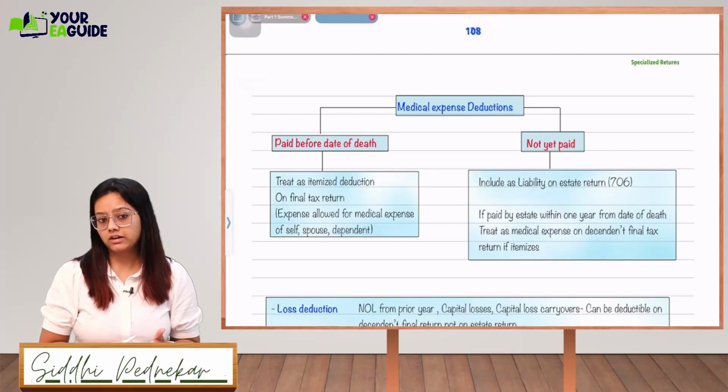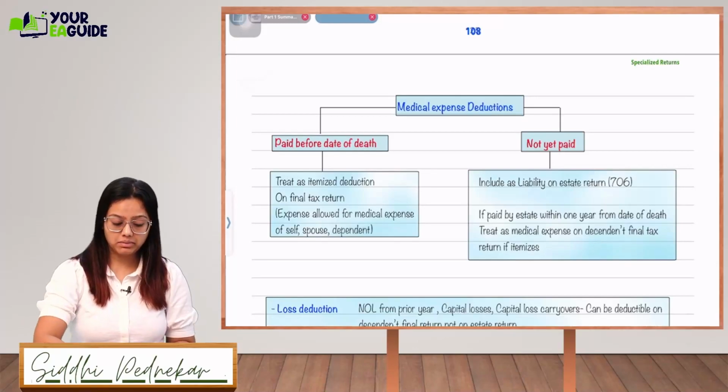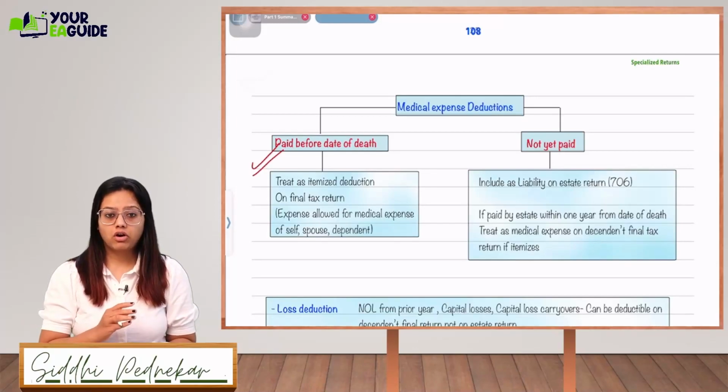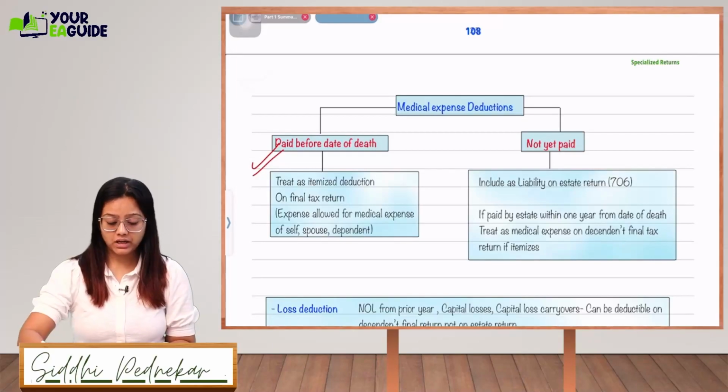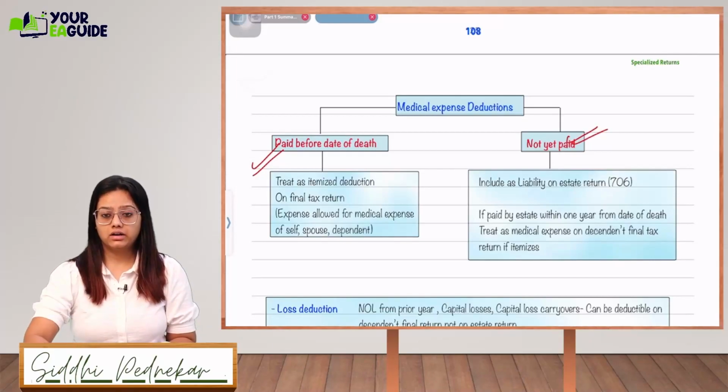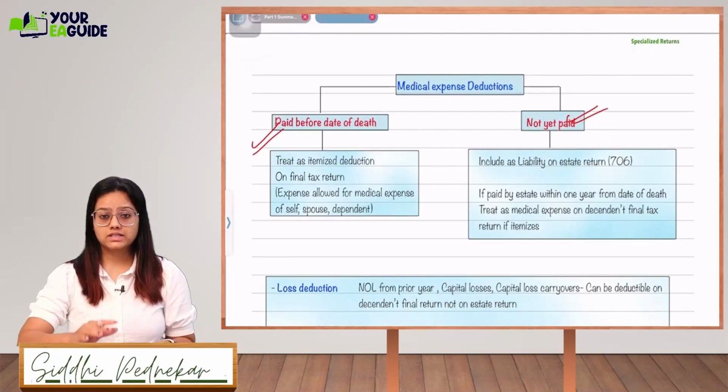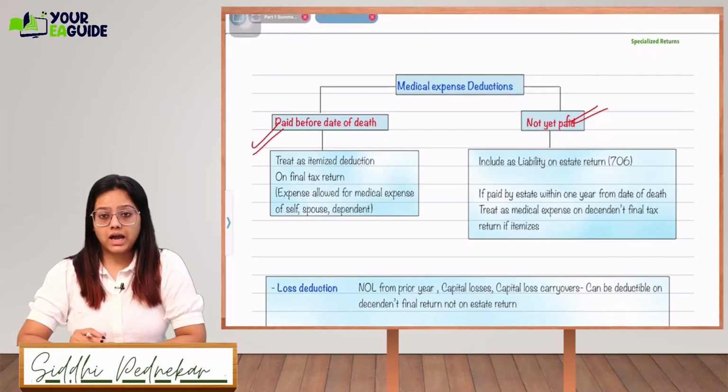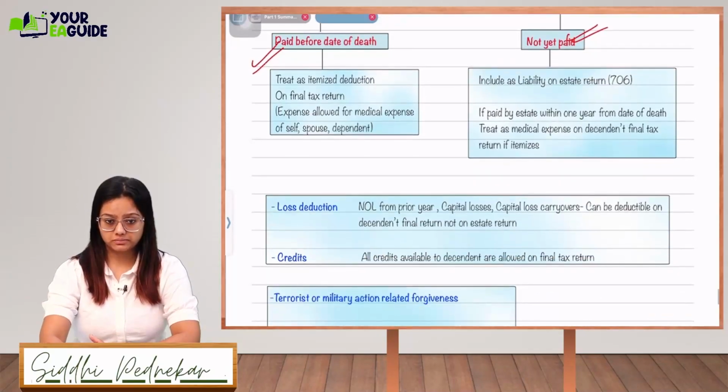After the date of death, if it is paid within 1 year, then it can be included in the tax return of the descendant, the 1040 final return. If it is not paid within 1 year, then it will be included in the estate return, and the medical expense can be taken as a deduction in the estate return.